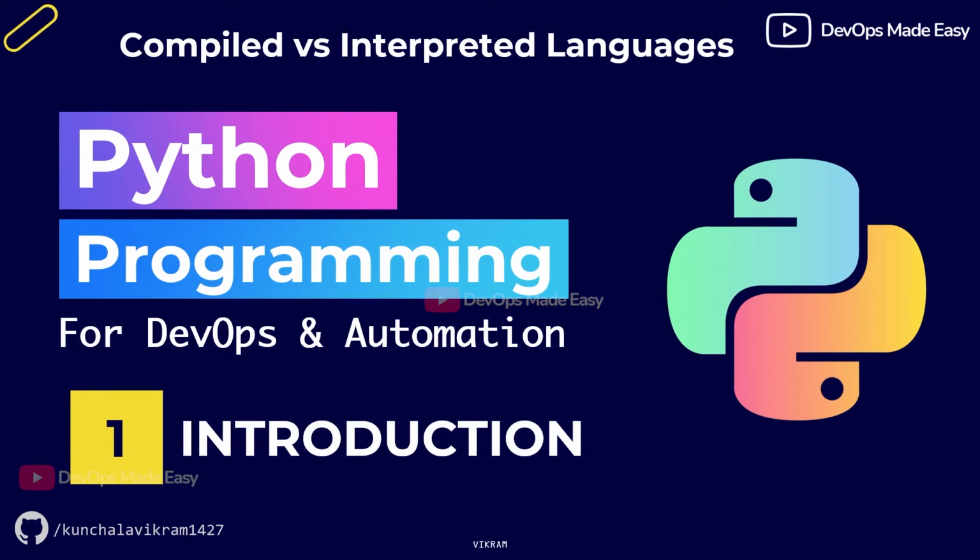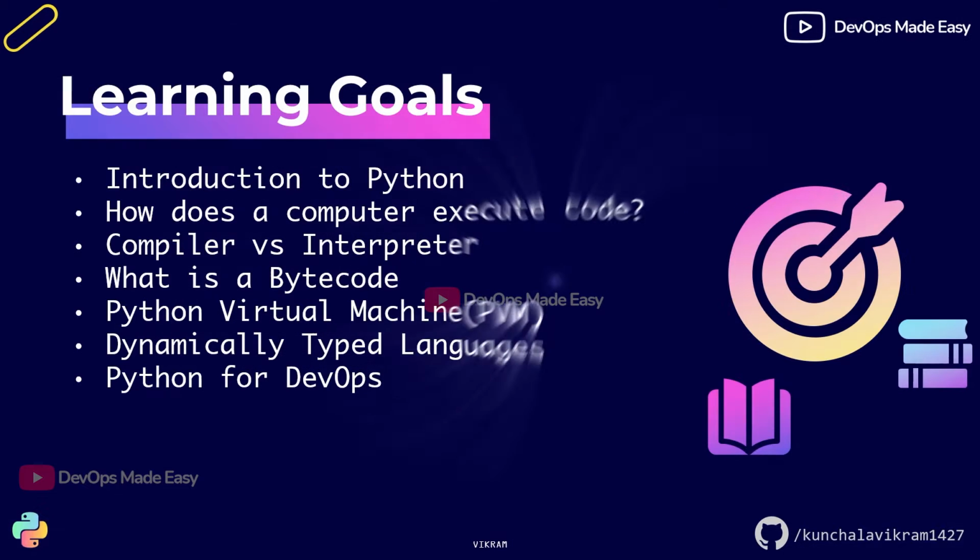In this video, we'll see what is Python programming language and what are its various features. So these are the various topics that will be covered as part of this video. We'll start off with a brief introduction to Python programming language and see how does a computer execute code. We'll talk about compilation, interpreters and what are the differences between these two. What is a bytecode and how it is related to Python based language.